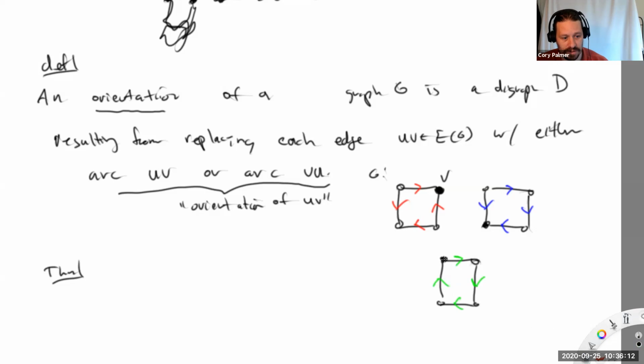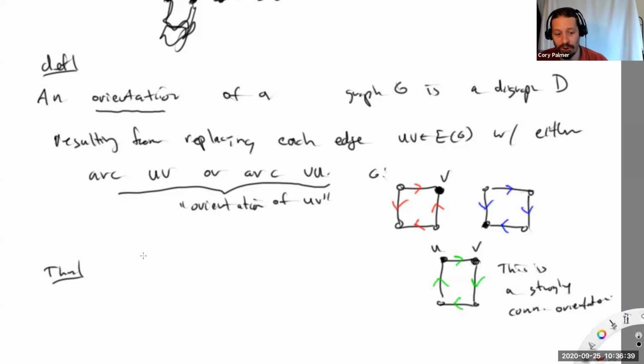Any two vertices, right? These two have one, there's clearly a UV path, just the arc itself. And what about VU? Yeah, travel around the rest of the cycle. V goes around here and ends up in U, right? So cycles are clearly strongly connected. Yeah, strongly connected. So this is a strongly connected orientation.